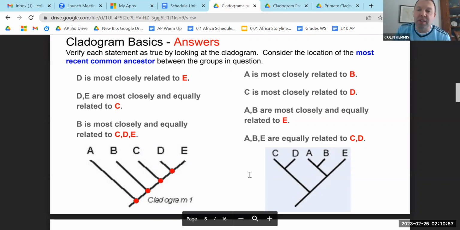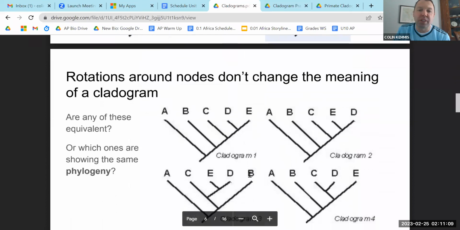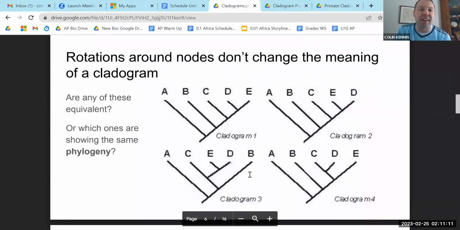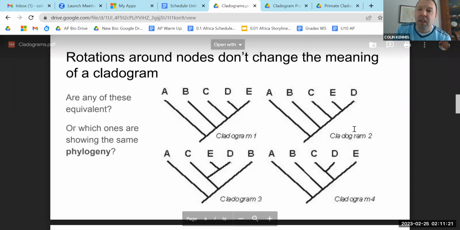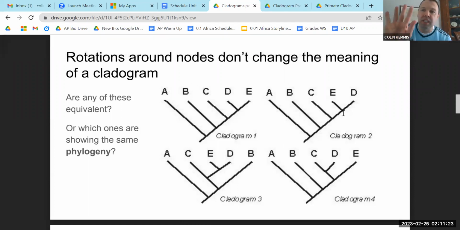Similarly, over here, you can see how they're related and not related with the nodes flipping. When you flip around the nodes, it actually is equivalent, which is the subject of slide number 6. Are any of these equivalent? They're actually all equivalent, okay? So this first one is the standard notation. And then we flipped around this node, D and E. It is the same meaning because these are equally related back to this node.